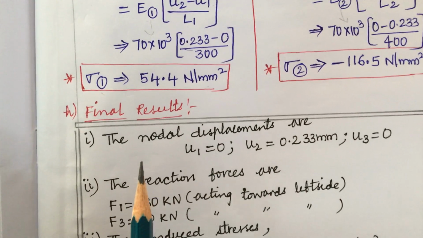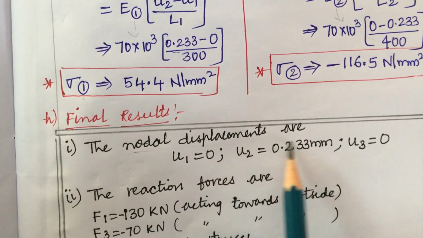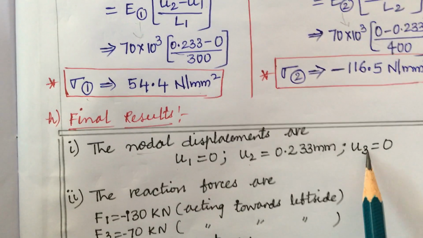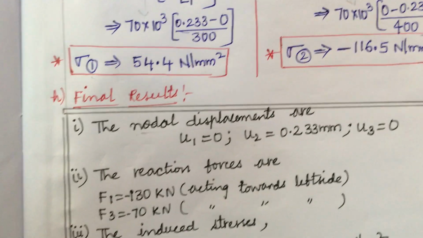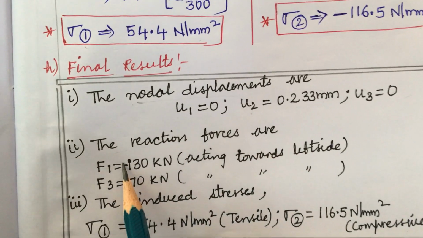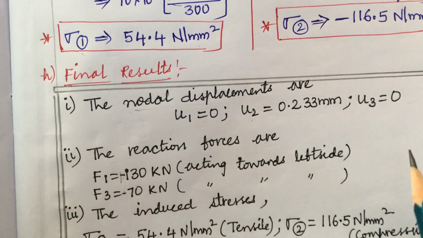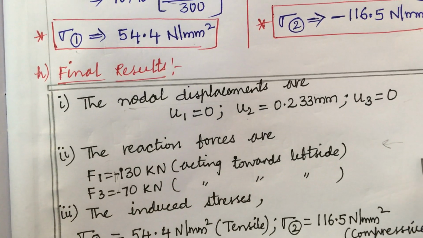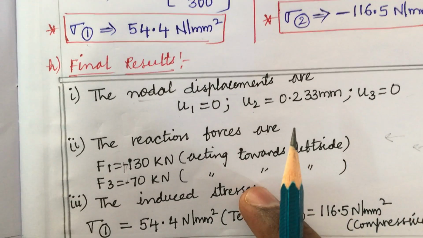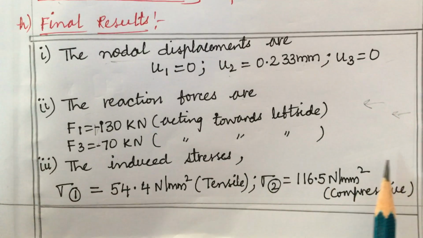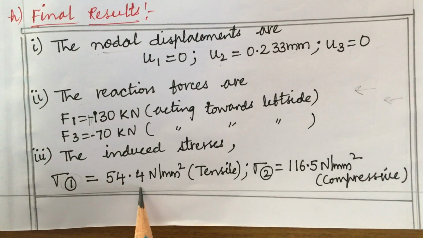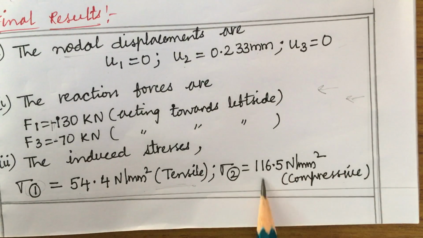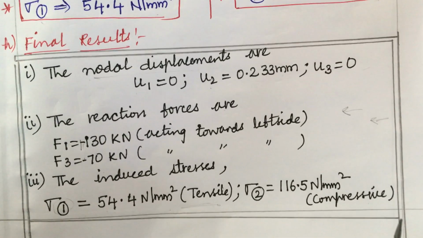Now the final results of the problem, dear students, asked in the question, are the nodal displacements: U2 equals 0.223, which is found out, and U1 and U3 are fixed, so they are 0. The reaction forces we found are 130 kilonewton acting towards the left of element 1, and F3 of 70 kilonewton, also acting towards the left of element 2. And the stresses: sigma 1 for element 1 is 54.4 Newton per mm square, tensile. Sigma 2 is negative, so I removed the negative sign and wrote compressive forces.